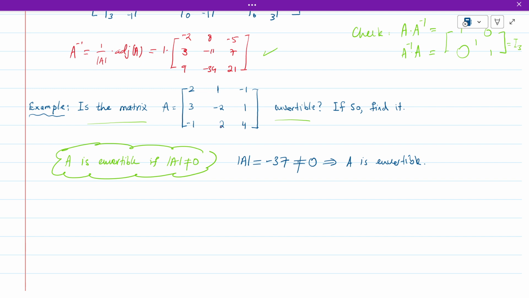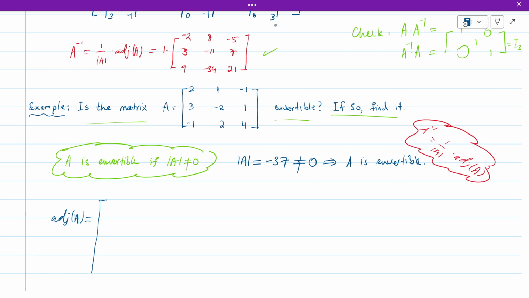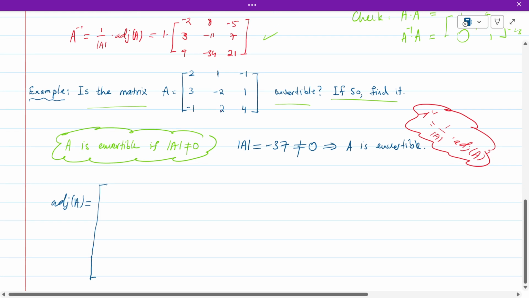Okay. Now, the other part of the question says, if it is invertible, find the inverse. So to find the inverse, you should remember that A inverse is 1 over the determinant of A, times the adjugate of A. That's the formula to find the inverse. We had the determinant already, so we will work out the adjugate. The adjugate of A is a big matrix containing determinants.